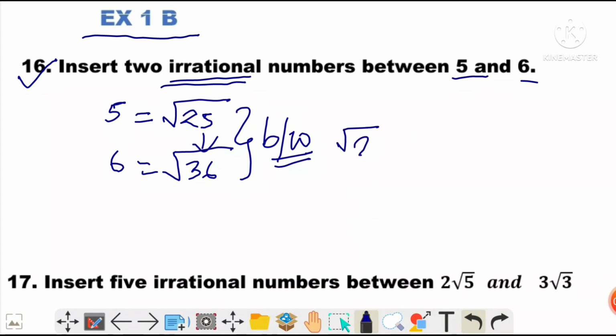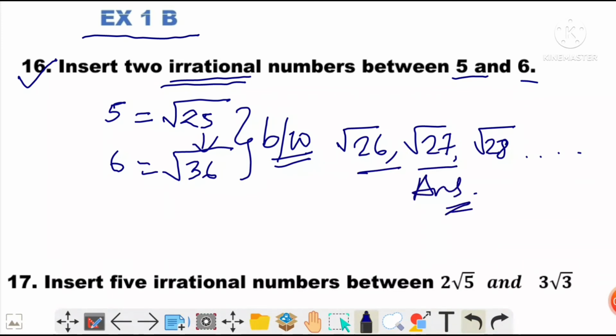So between root 25 and root 36, there are many irrational numbers. They are root 26, root 27, root 28. There are many. So you'll write only 2. So you can write root 26 and root 27 as the two irrational numbers between 5 and 6.